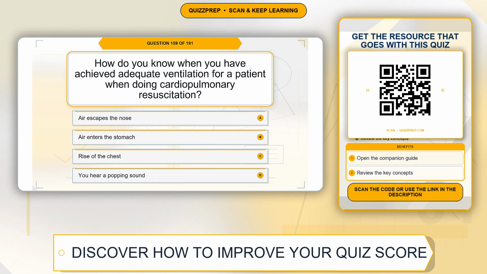Question 159. How do you know when you have achieved adequate ventilation for a patient when doing cardiopulmonary resuscitation?